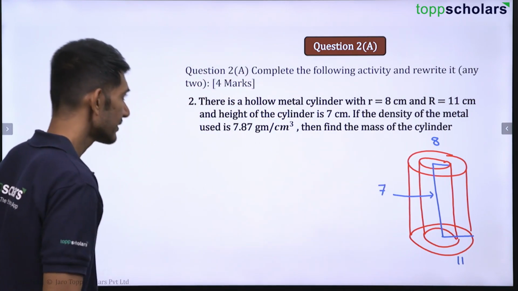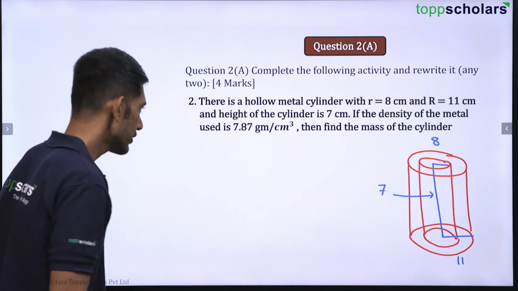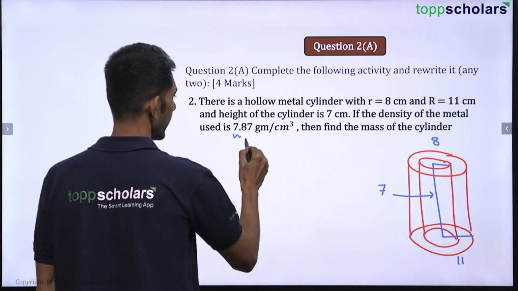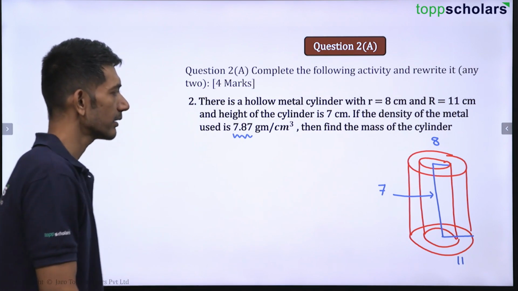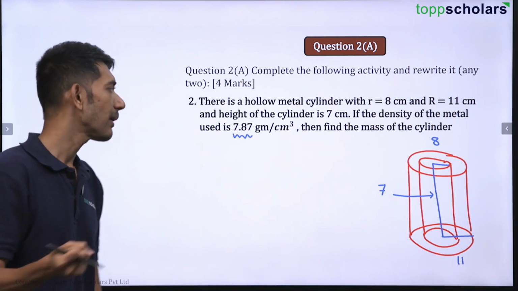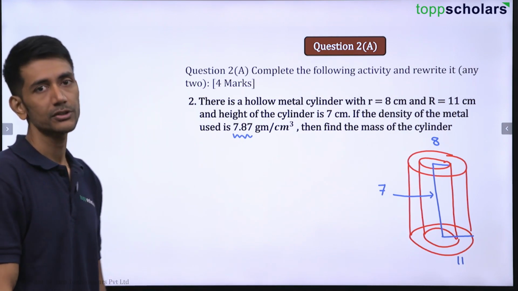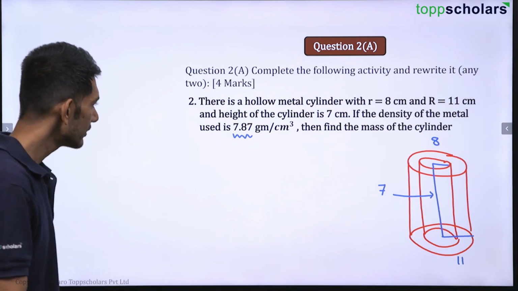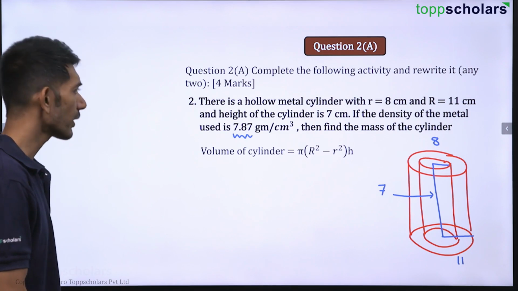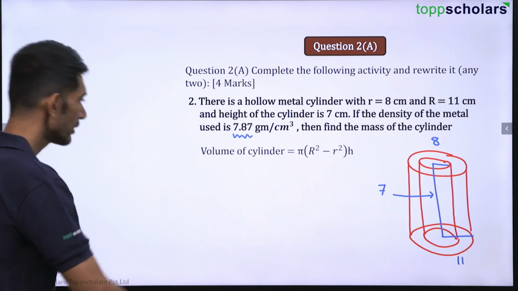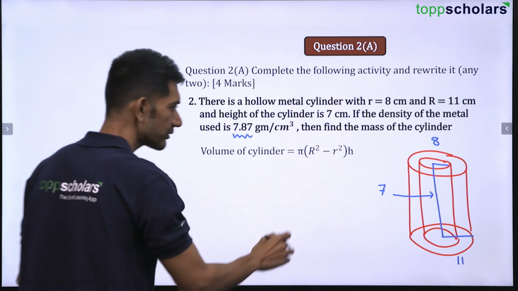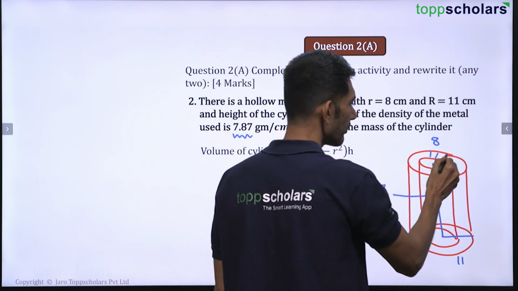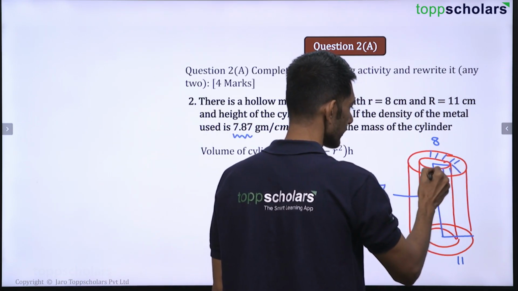Now the question says, if the density of the metal used is 7.87 gram per cubic centimeter, then we are supposed to find out the mass of the cylinder. So what is the question? The question is telling us to find out the mass of the cylinder. Okay. So what is the volume of the cylinder? The volume of the cylinder, because this is a hollow cylinder, so here we are talking about only this part. Correct?